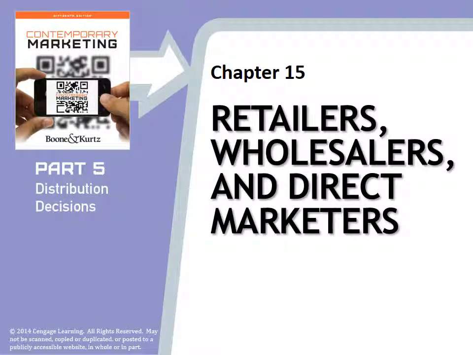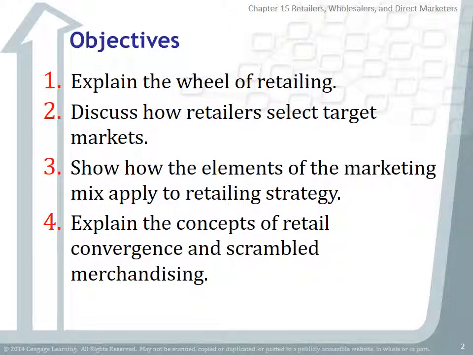This lecture will cover Chapter 15, which deals with retailers, wholesalers, and direct marketers. There are 8 objectives for this chapter. 1. Explain the wheel of retailing.